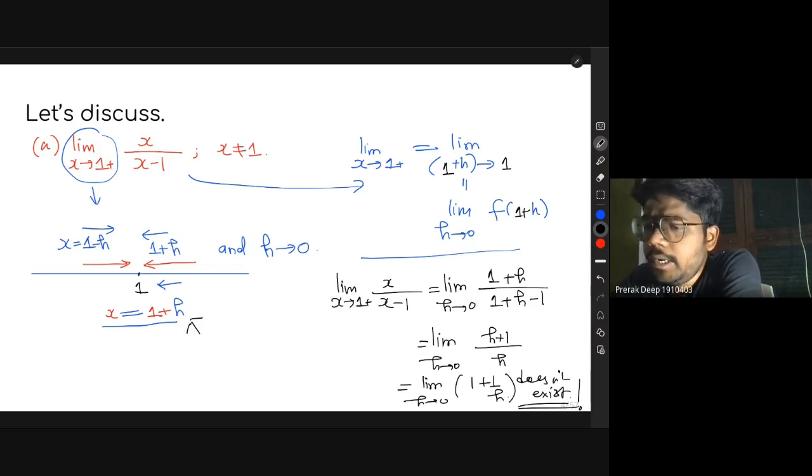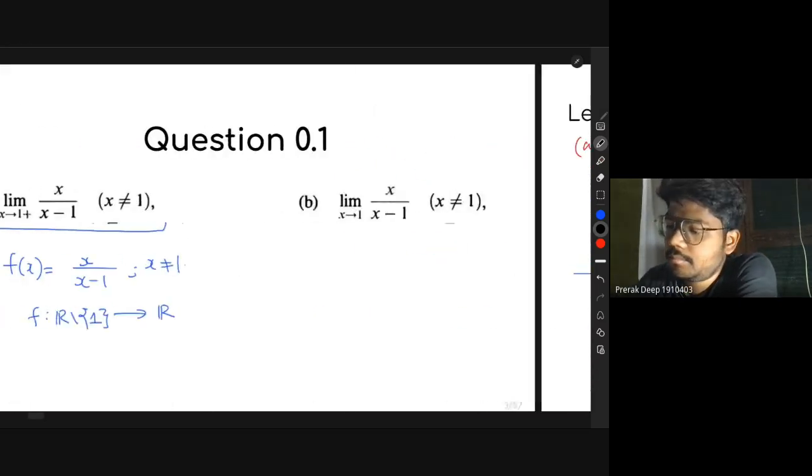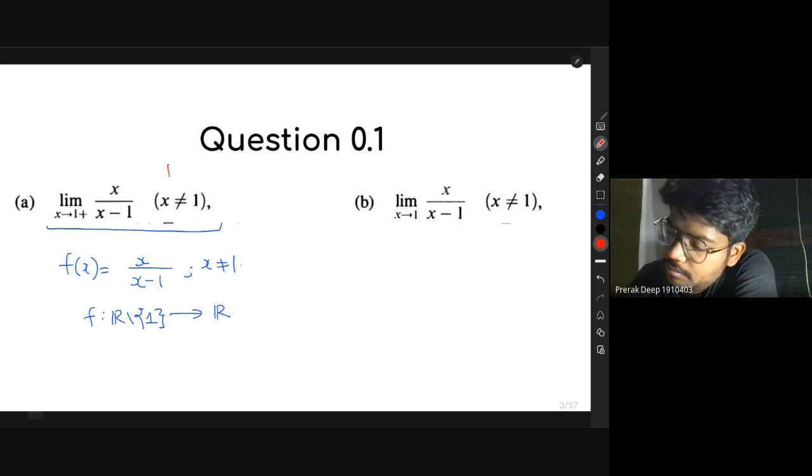So I repeat the argument. In this question, we are given the limit x tending to 1 plus. Now, what do we mean by 1 plus? 1 plus means you are approaching 1 from the right hand side. That means your x looks like 1 plus h. Now you replace x in the function with 1 plus h, and you solve for h tending to 0. That's what I did, and we concluded that the limit we got in the end doesn't exist. So this limit does not exist.